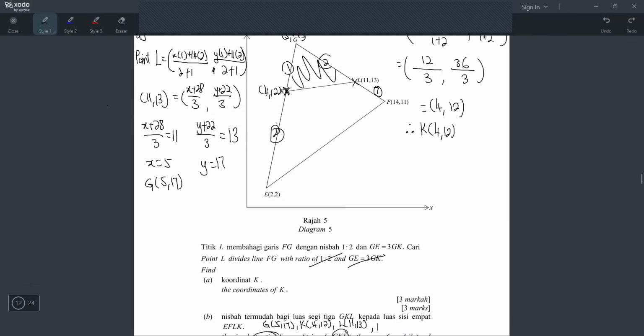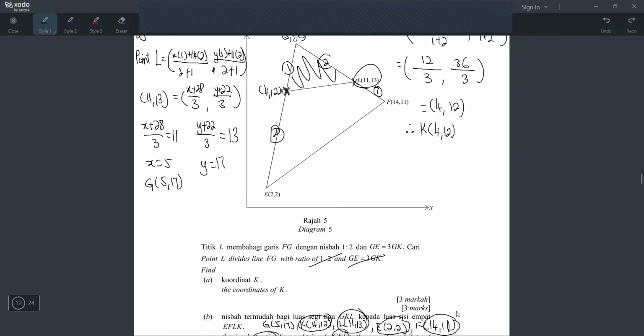So point E is (2, 2), and then point F also have, which is (14, 11), and then point L already there, (11, 13), this one, and then point K is (4, 12), right? So I will use these 4 points to find the area.